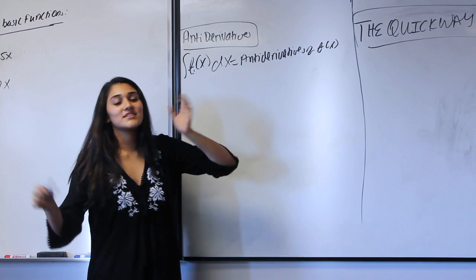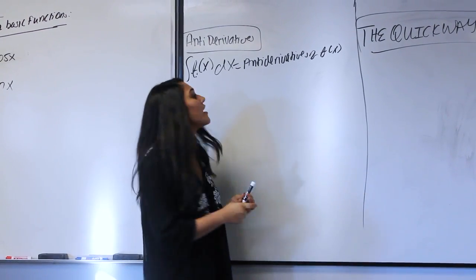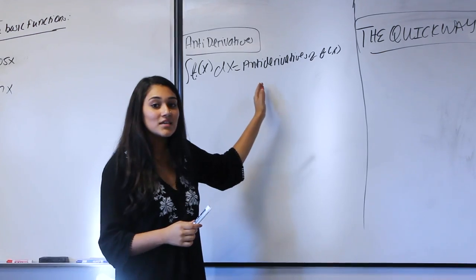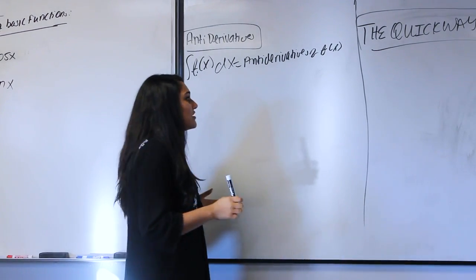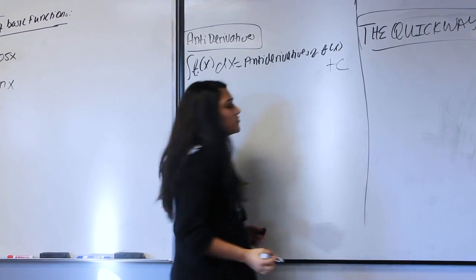Where were we? Basically, it's just taking derivatives in reverse. It's where you got your derivative from. And you have an antiderivative family, but since we're so lazy and we just like to have one answer, you're just going to add plus c, which means your family.